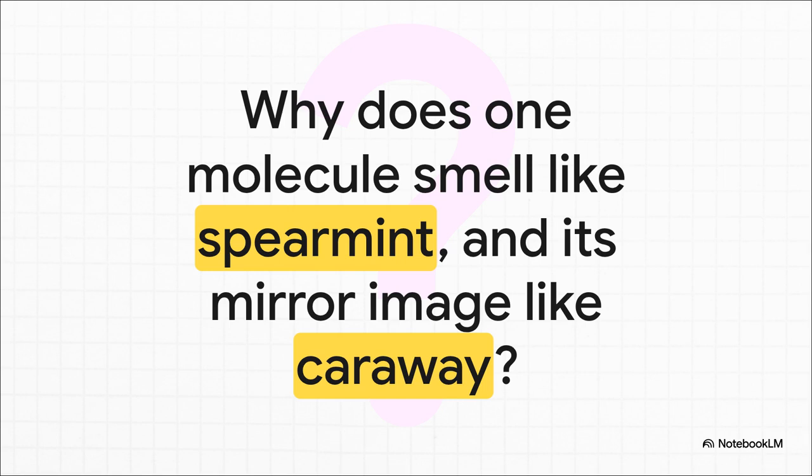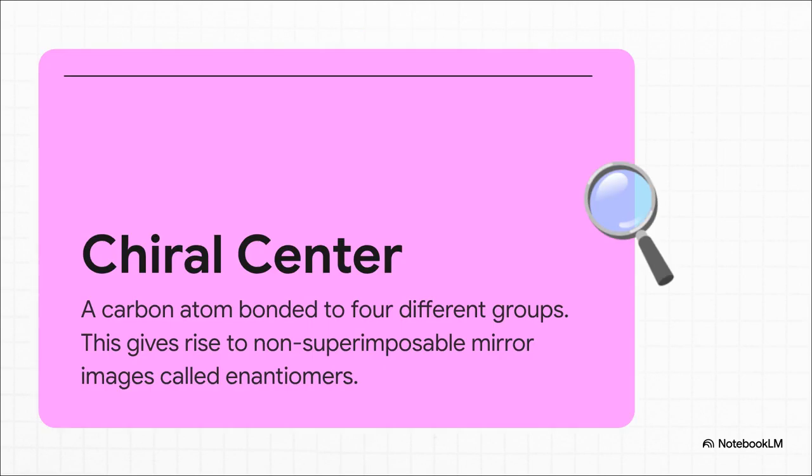The answer is this incredible concept called chirality. So what is chirality? Well, it happens when a carbon atom is bonded to 4 totally different things. We call that carbon a chiral center. And any molecule that has a chiral center gets a kind of handedness. It can exist as a left-handed version and a right-handed version. These 2 mirror images are called enantiomers. They are almost identical in every way, but their 3D shape is different enough that they fit differently into the receptors in our nose, leading to completely different smells.